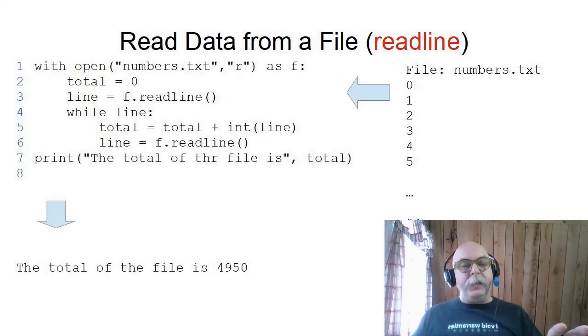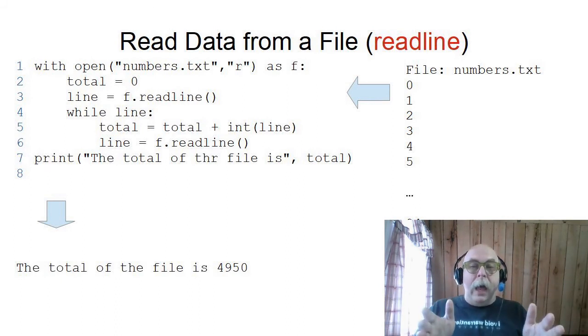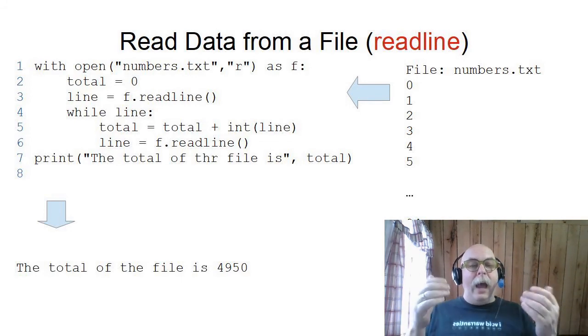Here's a different way to do the same program that we did with the for, only this time I'm using the readline. Notice that lines 1 and 2 are the same. We open the file for reading, but on line 3, I set line equal to f.readline. So the variable line on line 3 contains the first line of data. So it would contain a 0 with a carriage return as a string. Then I say while line, because line would be a true value because it's a string that contains something, right? So total equals total plus the integer of line. And then on line 6, I read the next line.